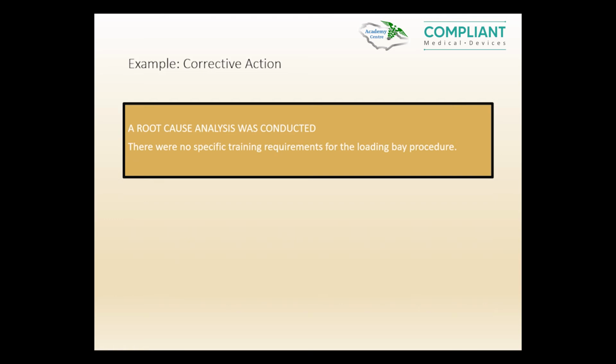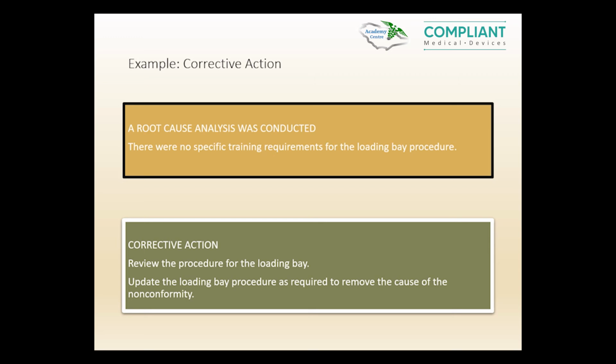A corrective action is an action to eliminate the cause of a non-conformity that has already happened in order to prevent its recurrence. In our example, the root cause was that there was a lack of training requirements for the loading bay procedure. Therefore, the corrective action was to update the loading bay procedure accordingly.